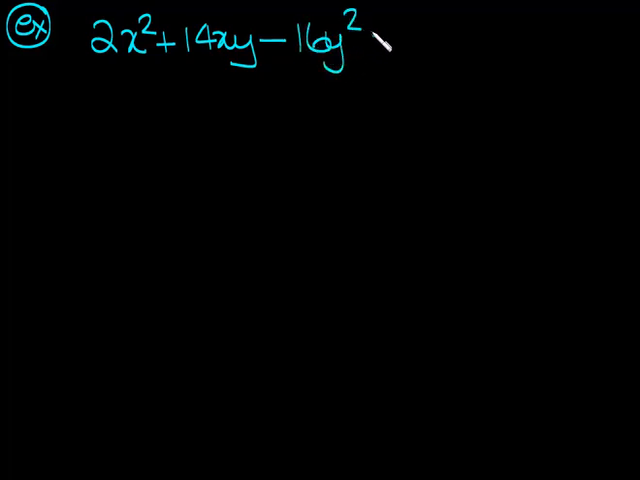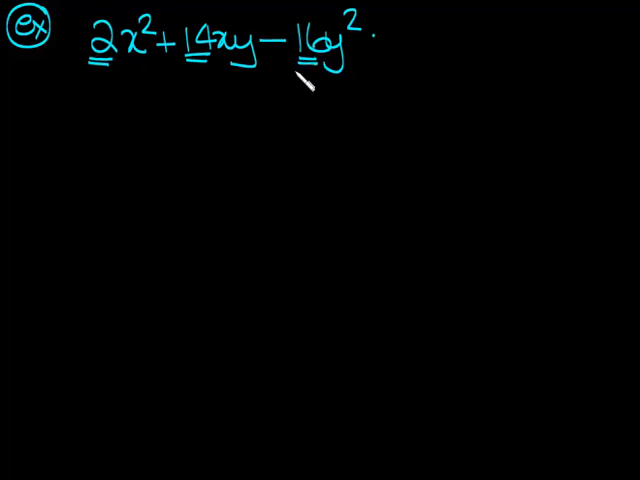Let's say we have 2x squared plus 14xy minus 16y squared. Alright, let's take a look at this one. The first thing we do is the greatest common factor. This time I do have something in common, because 2 divides this, 2 divides this, and 2 divides this.